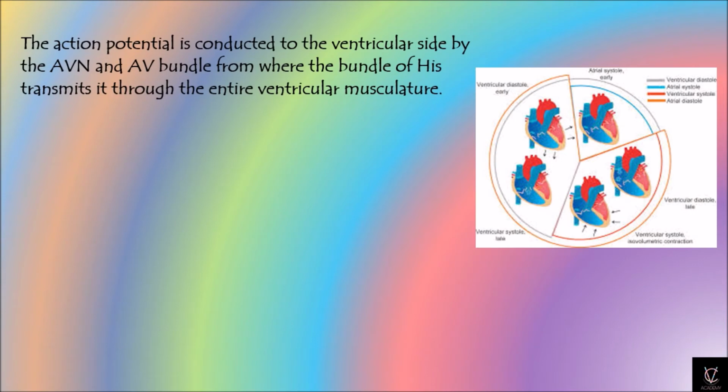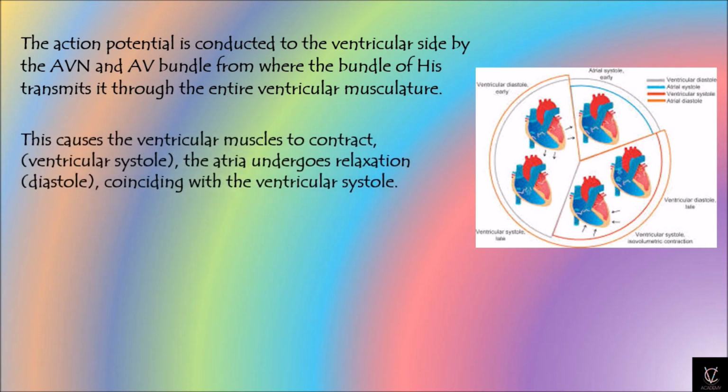The action potential is conducted to the ventricular side by the AVN and AV bundles, from where the bundle of His transmits it through the entire ventricular musculature. So now we are discussing the ventricular side action potential, which is conducted by the AVN and AV bundles. From this, the bundle of His transmits it through the entire ventricular musculature. As we already know, the ventricular side of the heart is more muscular in nature. This causes the ventricular muscles to contract.